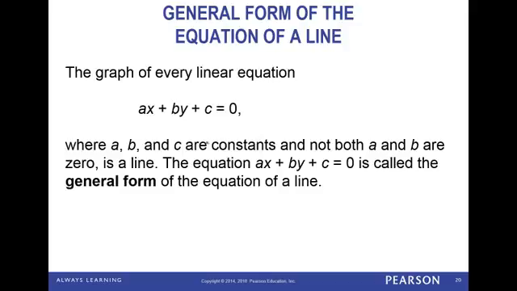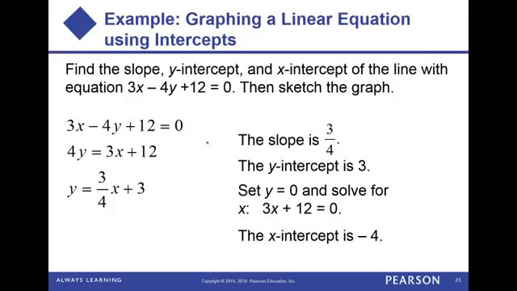And that's what we're going to work with next. So find the slope, the y-intercept, the x-intercept of a line with the equation of 3x minus 4y plus 12 equals 0, and then also we're going to sketch it. So again, if you're going to graph it or sketch the graph, you want to solve for y. You want to put it into this form here. That's the way we normally graph lines, and the easiest way to graph lines.